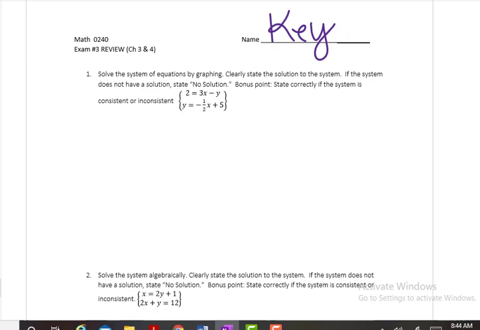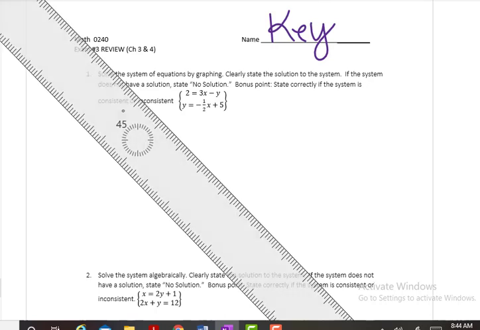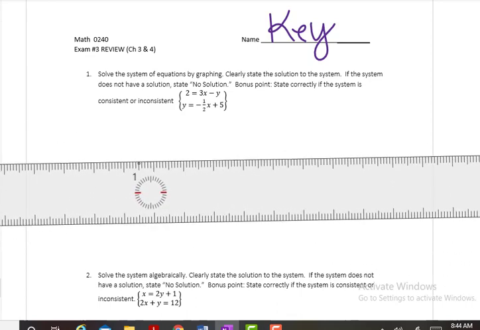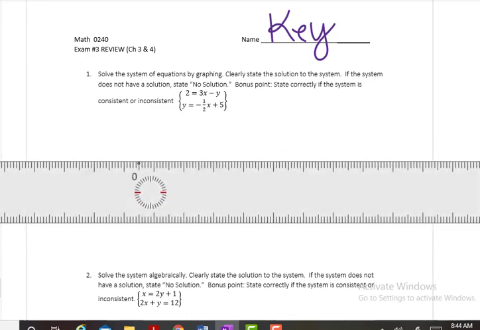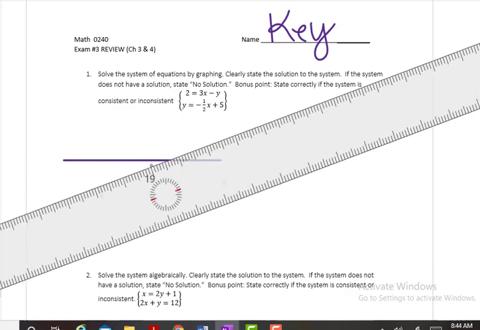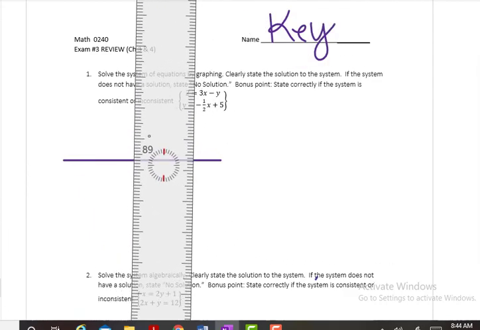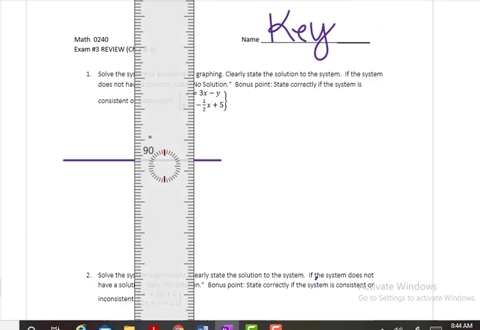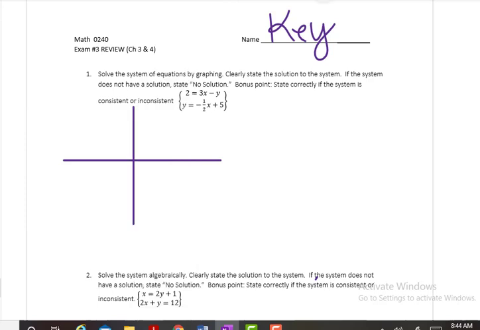Bonus, we're going to state correctly if the system is consistent, which means it has at least one solution, or it is inconsistent. So for graphing, I'm going to draw my XY coordinate system. This is similar to what you would do on your paper. If you want to use a ruler, you can. Some of you brought graph paper to the last test, and that was really nice, but it is not necessary.